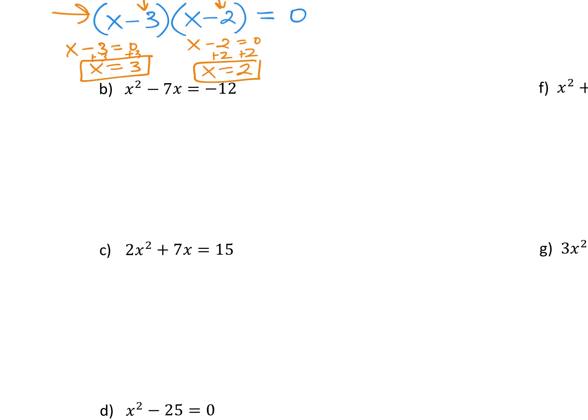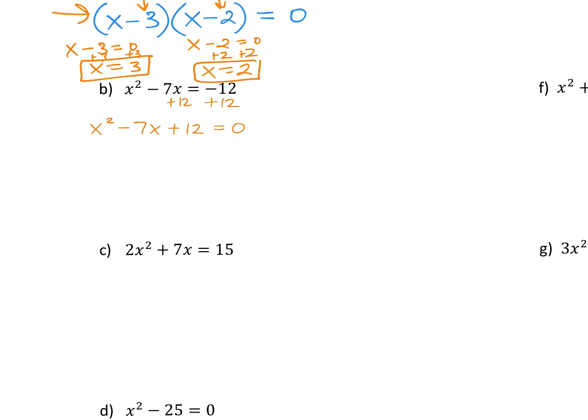It's got that negative 12 at the end. In order to solve a quadratic, we're trying to find a 0, we need to set it equal to 0. So how do I make this equal 0? Add 12. We're going to move the 12. So it's going to be x squared minus 7x plus 12 equals 0.